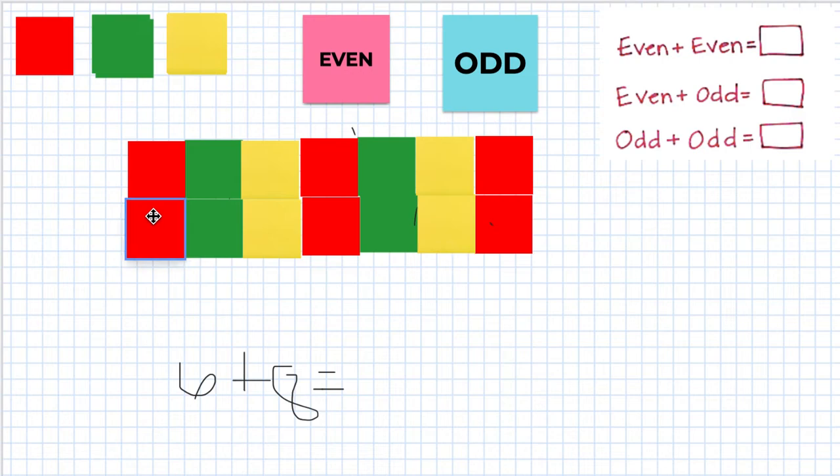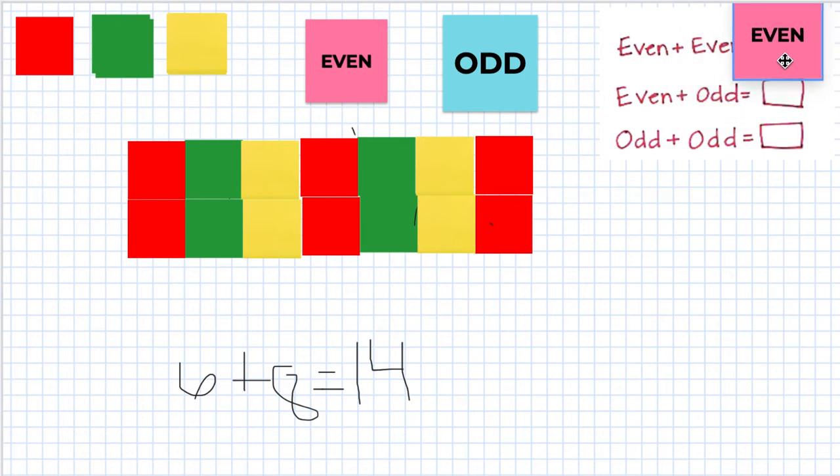I have nothing left over or by itself. Each tile has a pair. And let's count by 2s to see how many we have in all: 2, 4, 6, 8, 10, 12, 14. So 6 plus 8 equals 14, and 14 is an even number. So an even number plus an even number gives me an even sum or total. So even plus even equals even.